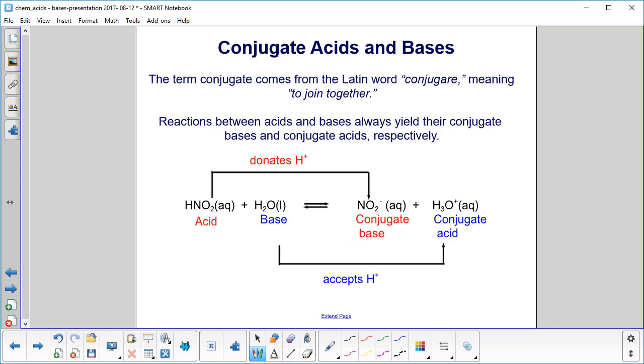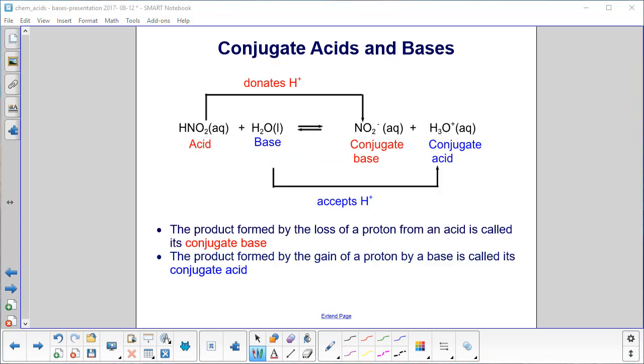Conjugate acids and bases. Let's do a little etymology first. The term conjugate comes from the Latin word conjugare, meaning to join together. Reactions between acids and bases always yield their conjugate bases and conjugate acids respectively. So here we have our HNO2, which is nitrous acid. It's reacting with water. It donates a proton, and it forms its conjugate base, NO2- nitrite. This base over here, water, accepts a proton, or an H+ ion, and it forms its conjugate acid, the hydronium ion.